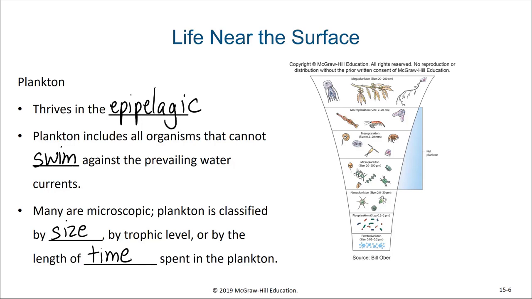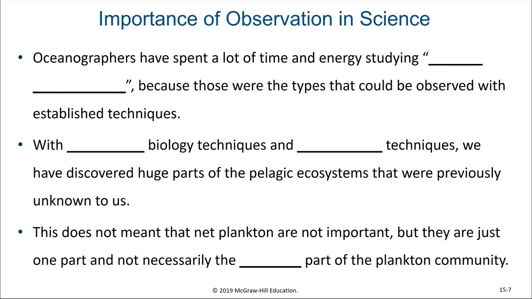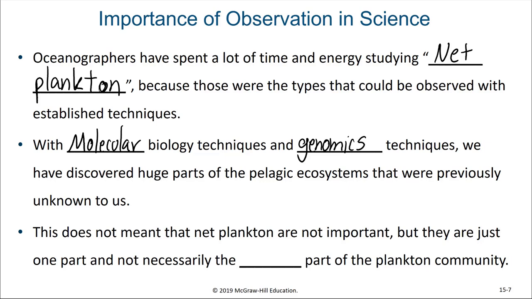And then there are the large drifting organisms, such as jellyfish, pelagic kelp, and siphonophores. These aren't necessarily considered net plankton because they can be too large, but they do drift with the currents. Oceanographers have spent a lot of time and energy studying net plankton, because those were the types that could be observed with the established techniques. However, with molecular biology techniques and genomics techniques, we have discovered huge parts of the pelagic ecosystems that were previously unknown to us. This does not mean that net plankton are not important, but they are just one part, and not even necessarily the largest part, of the plankton community.